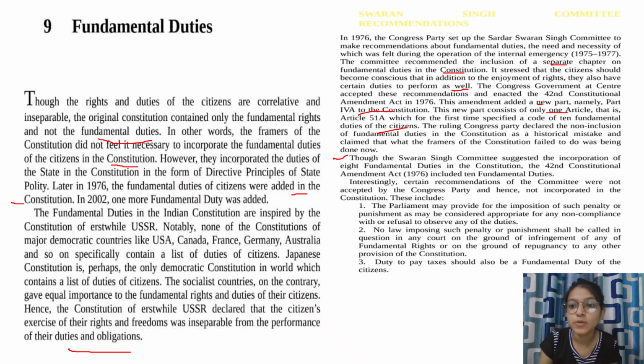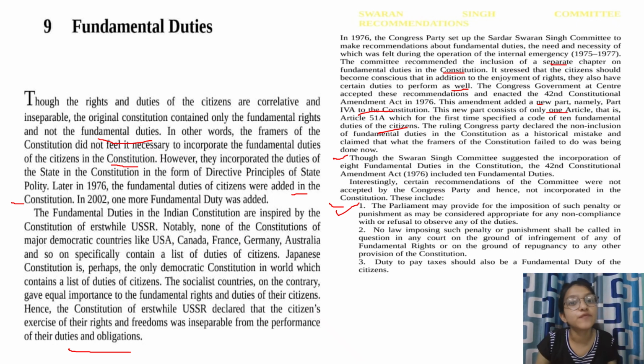Interestingly, certain recommendations of the committee were not accepted by the Congress party and hence not incorporated in the constitution. There were certain recommendations that were neglected or rejected by the Congress government, and they are as follows. These include: the Parliament may provide for the imposition of such punishment as may be considered appropriate for any non-compliance with or refusal to observe any of the duties. So one of the recommendations of the Swaran Singh committee was that if any citizen fails to do their duty, the parliament has the power to punish them, which was rejected by the Congress government.